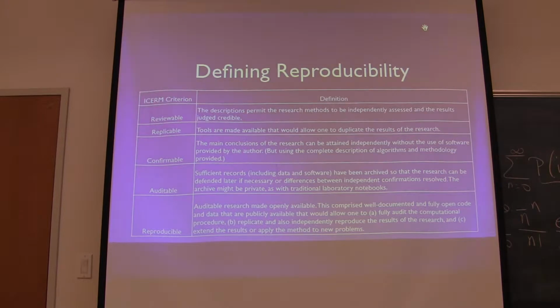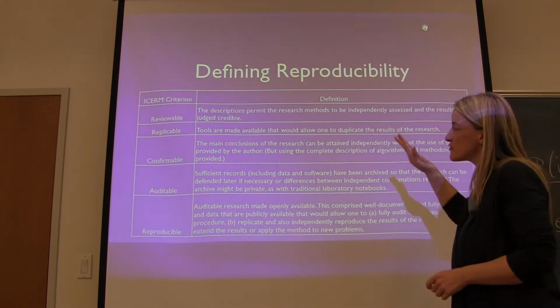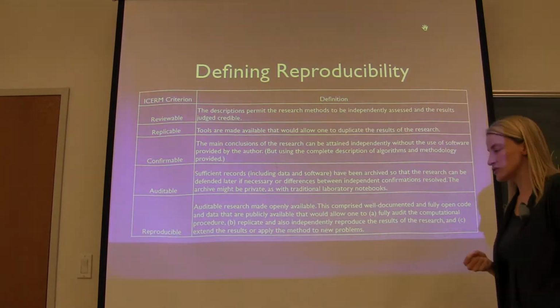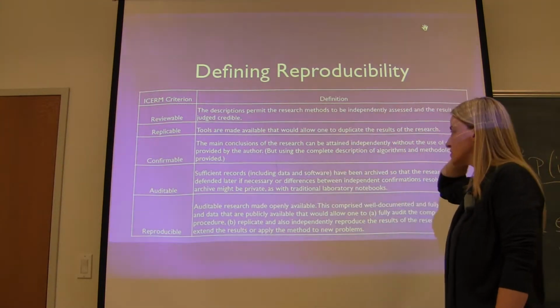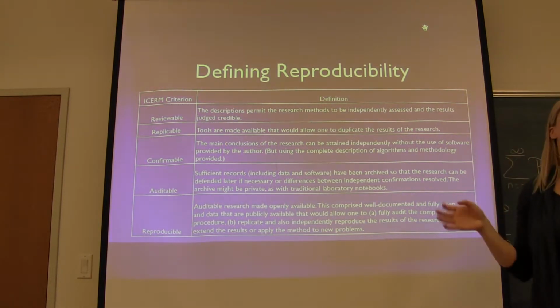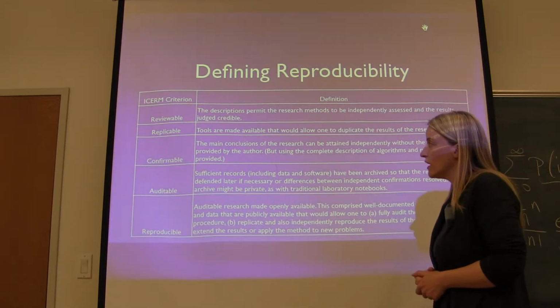Okay, so I've parsed this a little further, so I don't think you can actually read all this text, but I'll put the slides on my website in case you get motivated. You can go back and read it. But there's different levels you can think of what you might think of as a reproducible result. So the first one, reviewable. Is there enough in the discussion of the finding where you can independently assess these results and judge them credible?